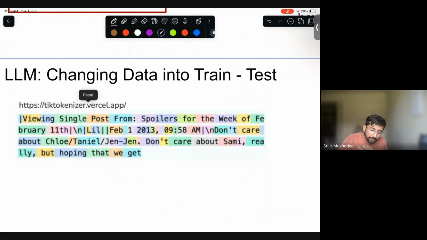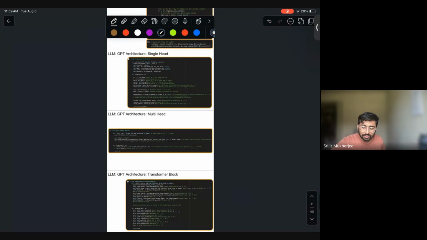If you go to this app, the Tiktokenizer Vercel app, we will see that it happens in different ways. One way is the byte pair algorithm. So I will share resources with you. I already shared resources here. So go to these people.